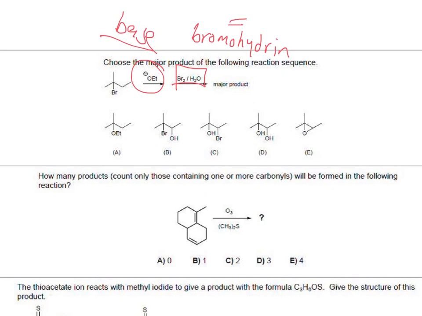So you have to generate a double bond. Essentially, you have to generate a double bond that looks like an alkene, that looks like this. That's what you have to generate.